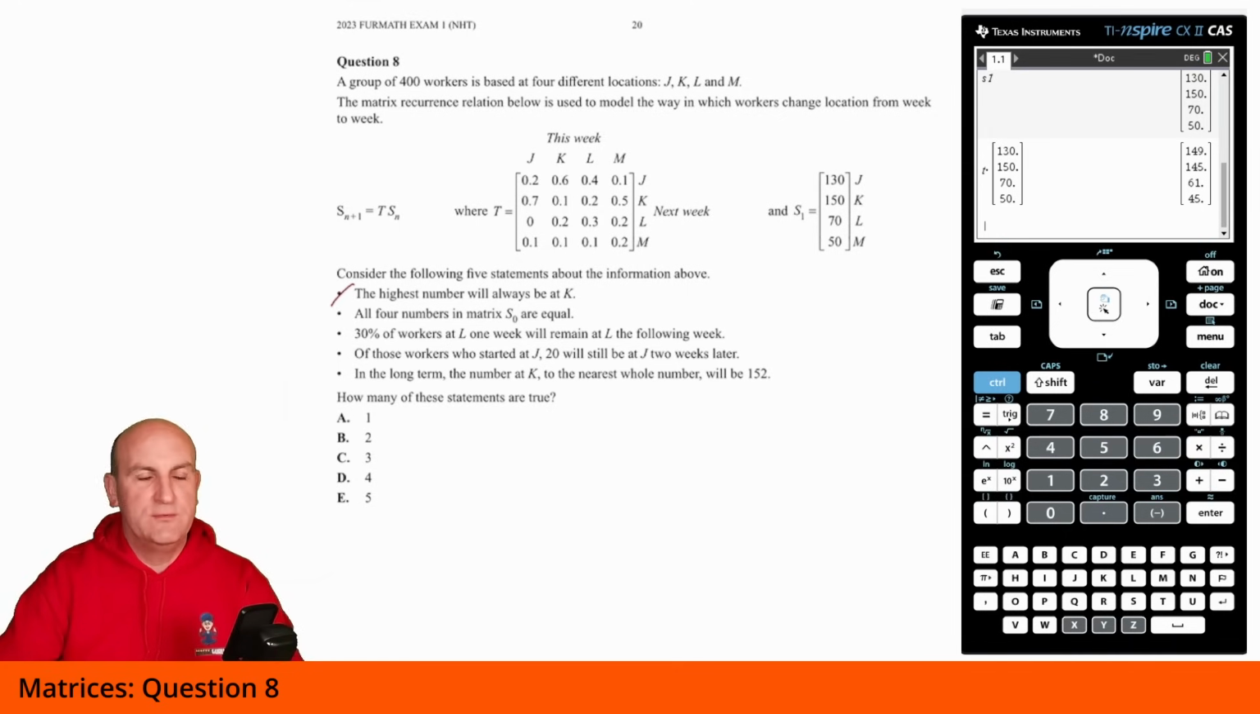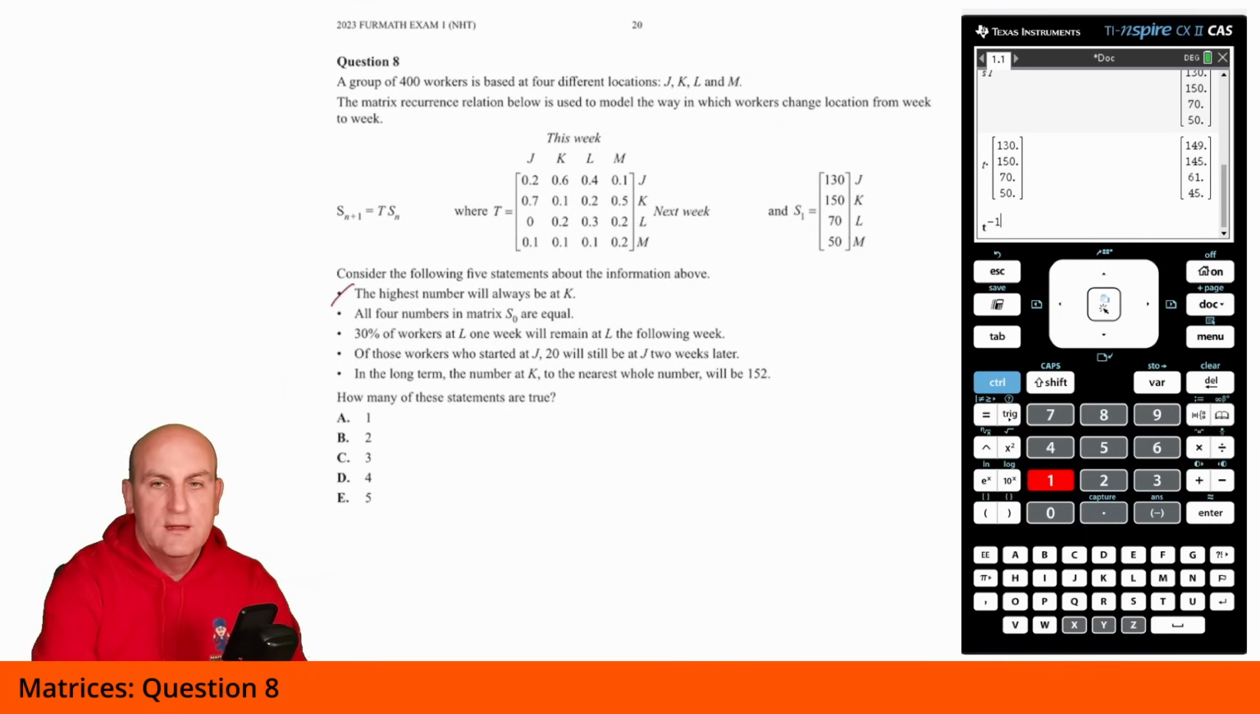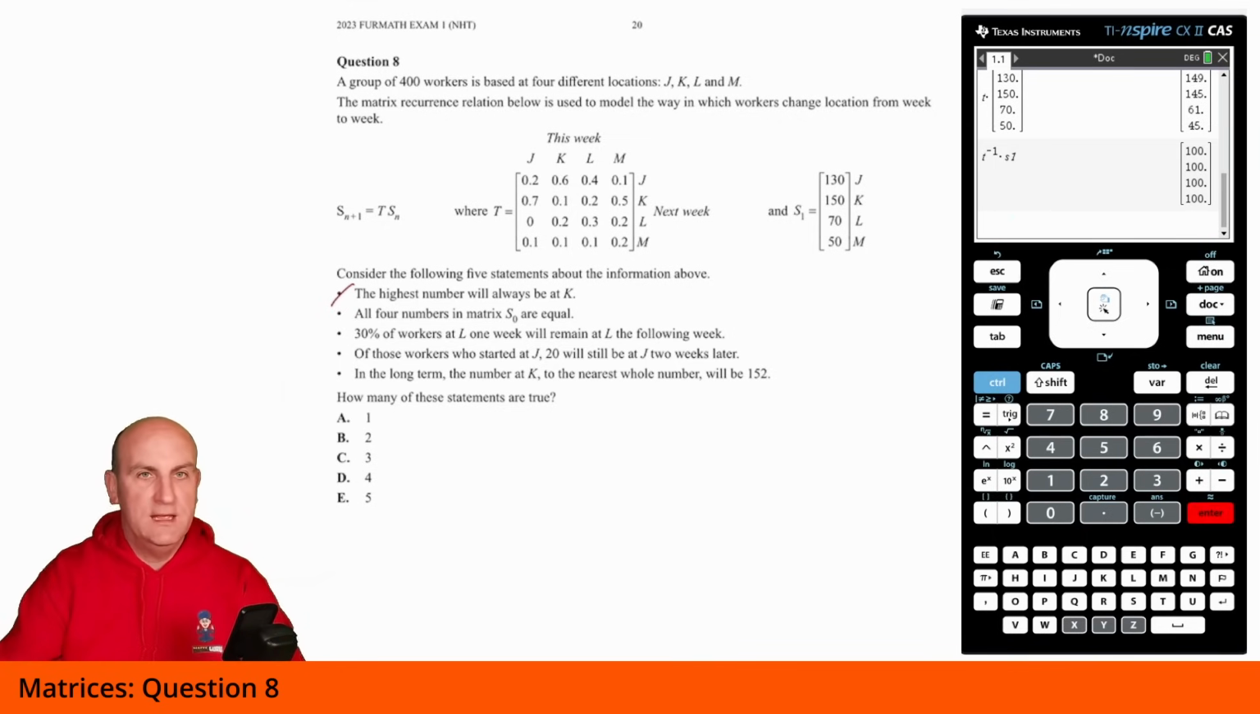All 4 numbers in matrix S0 are equal. Well, the way to be able to do that, what we do is we're going to do T to the power of minus 1. And I'm going to multiply that by S1, which is going to give me my matrix. So obviously, I'm using my matrix algebra to go backwards there. All 4 numbers in matrix S0 are equal. They are absolutely. So that's a yes.